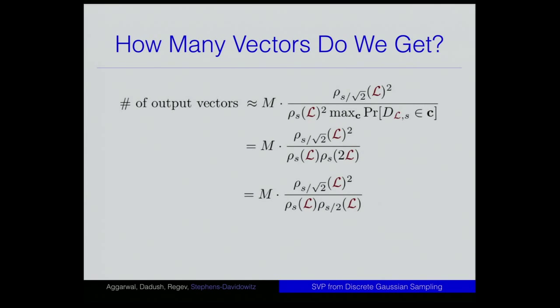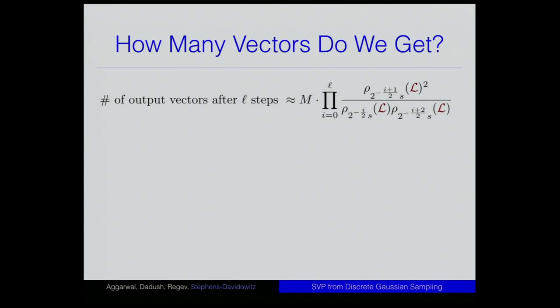And again, this can be as bad as 2 to the n over 2. But now I'm going to consider the loss factor over many applications. So I'm going to run this algorithm many times, and these parameters here are just saying that my parameter goes down by a factor of square root 2 every time. So remember that I'm going to apply this many, many times, and each time my parameter goes down by a factor of square root 2. So this is the loss factor that I get from running this L times.